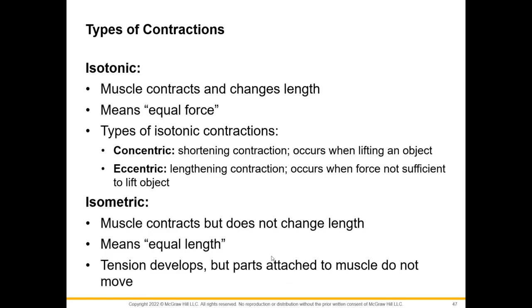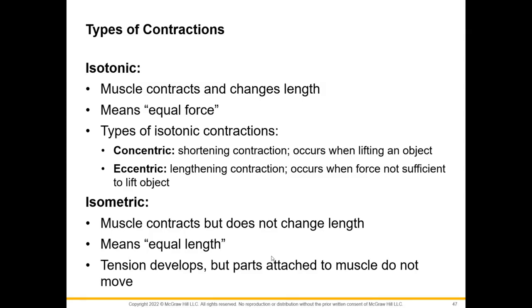Isotonic, this is when the muscle contracts and changes length. This means equal force. And the types of isotonic contractions include concentric, where you have a shortening contraction that occurs when you're lifting an object, and eccentric, where you have a lengthening contraction. This occurs when the force is not sufficient to lift the object. So it might pull it down.